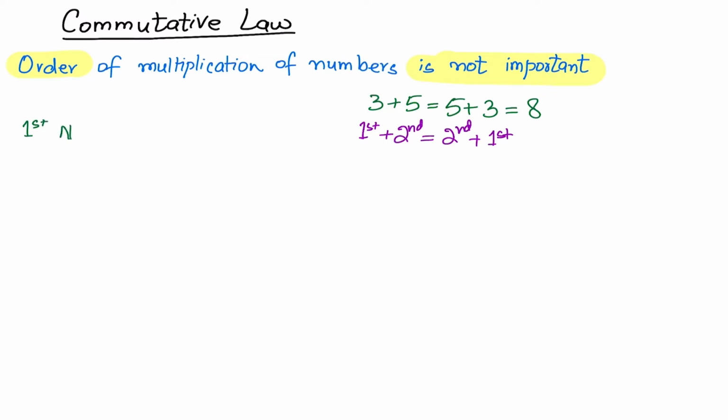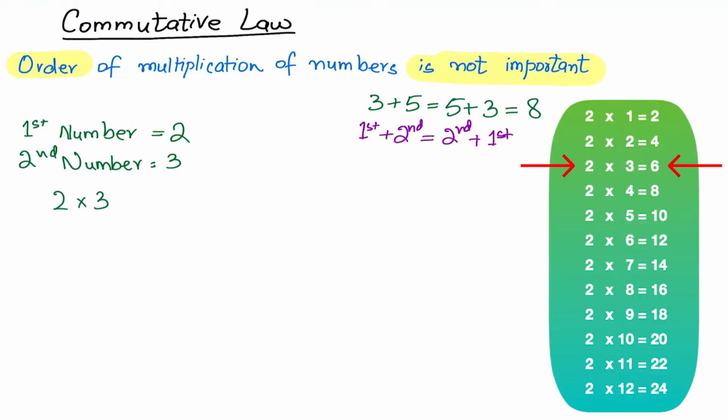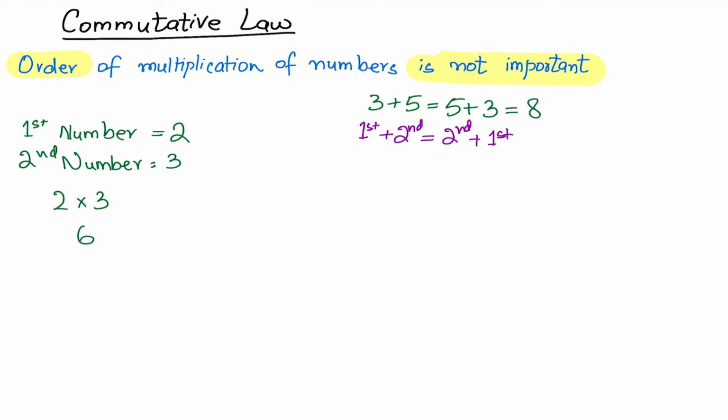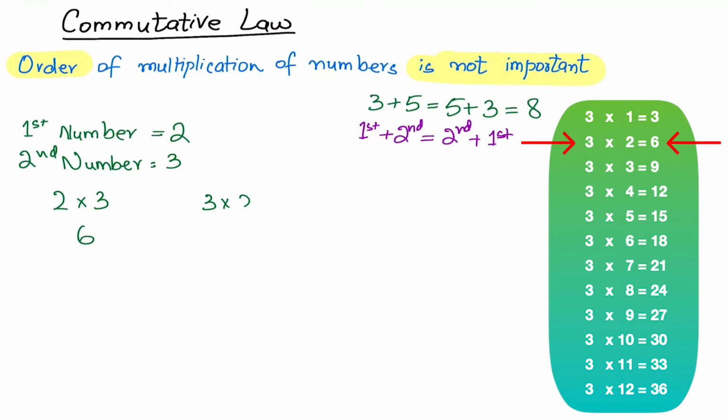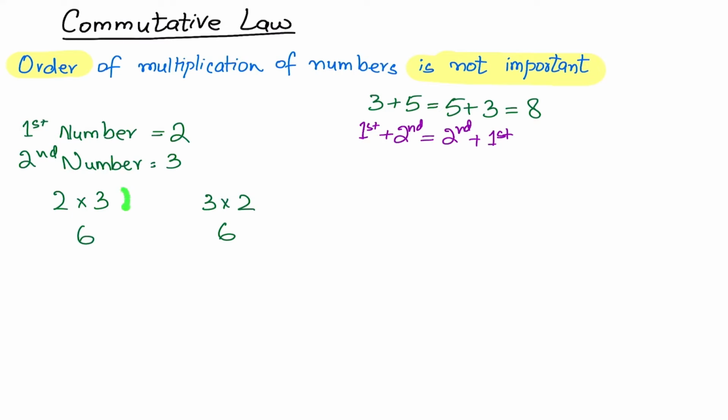If we have the first number as 2 and if we have the second number as 3. So if we multiply 2 times 3, the result should be 6. And if we multiply 3 times 2, the result is also 6. We can conclude that 2 times 3 is equal to 3 times 2. Okay? Why? Because both produce the same result, that is 6. That's why 2 times 3 is equal to 3 times 2.